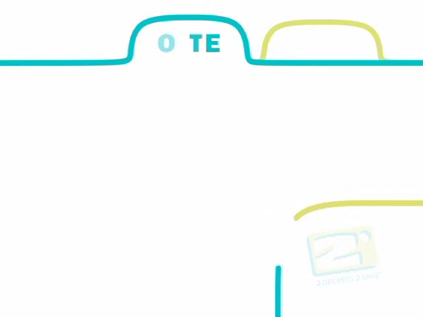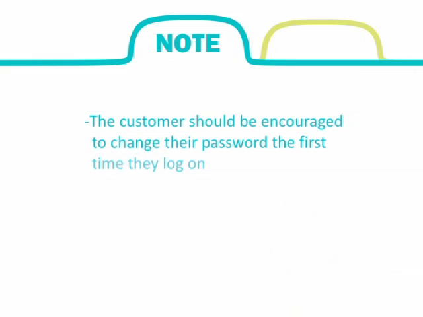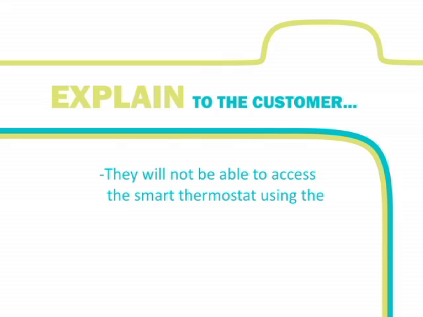The customer should be encouraged to change their password the first time they log on to the Smart Thermostat scheduling web page. Explain to the customer that they will not be able to access the smart thermostat using the internet for a few days, as it will take some time to enter the completed work order into the system.